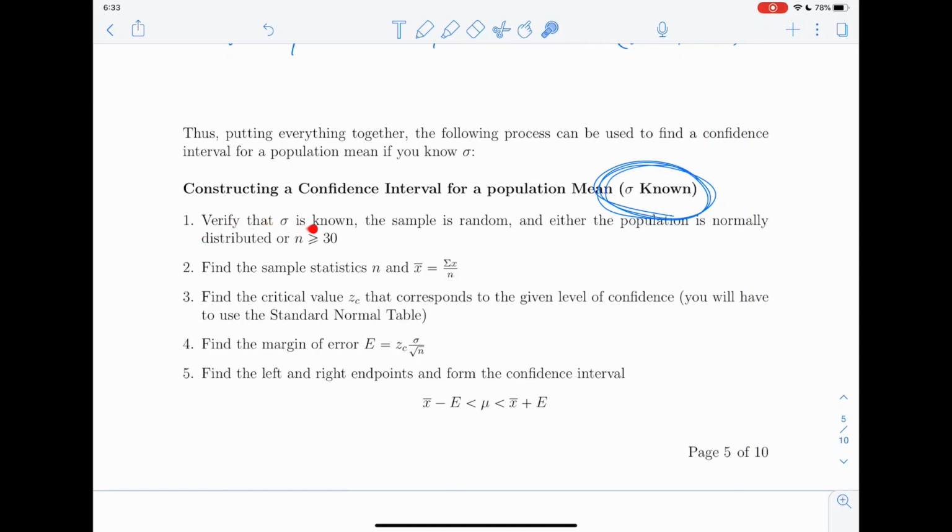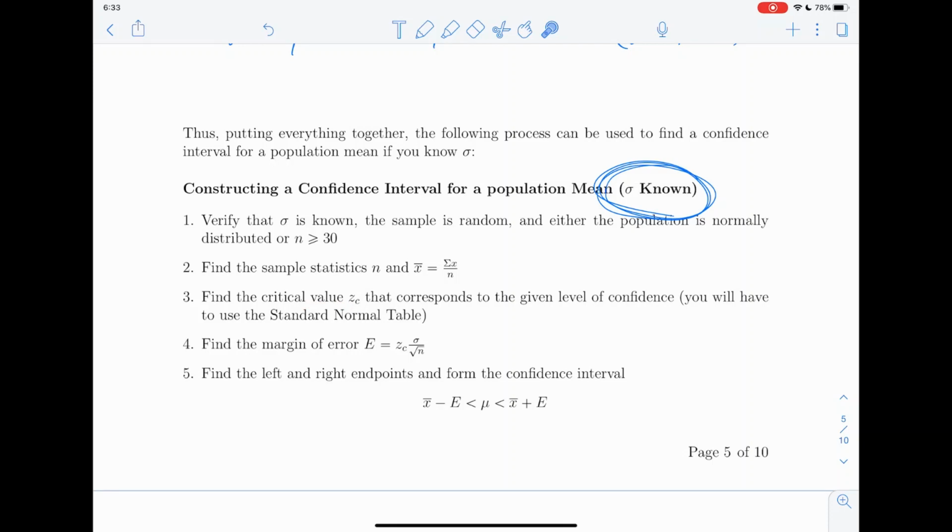You verify that sigma is known, that the sample is random, and that either the population is normally distributed or n is greater than or equal to 30. This is essentially checking that the hypotheses of the central limit theorem hold. You find the sample stats, the size of the sample, and then the sample statistic, x bar.